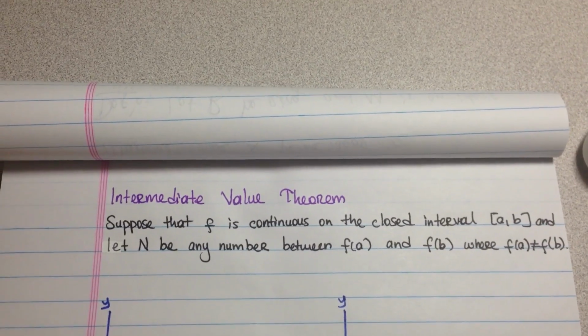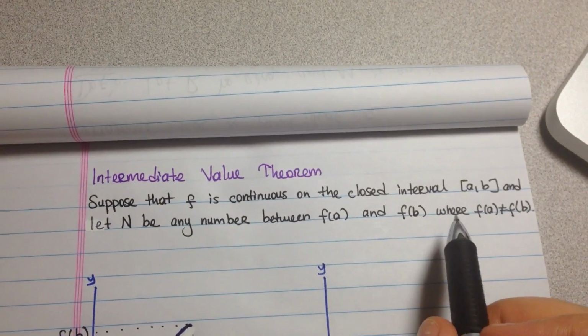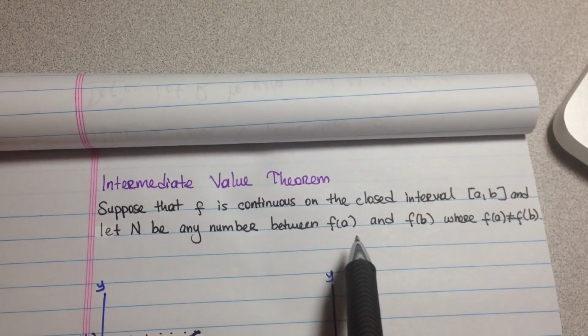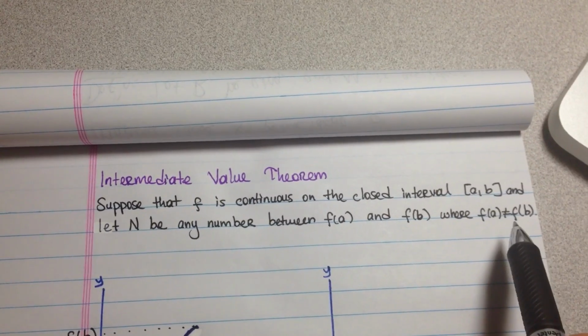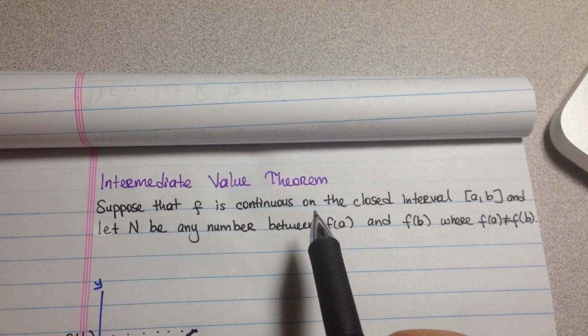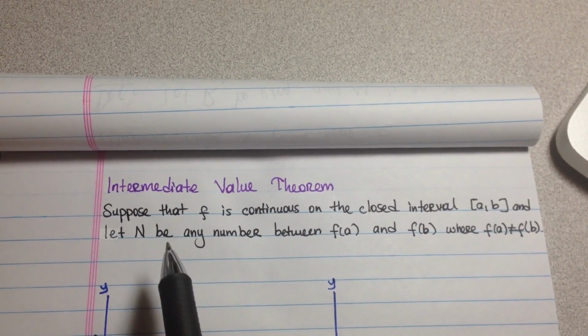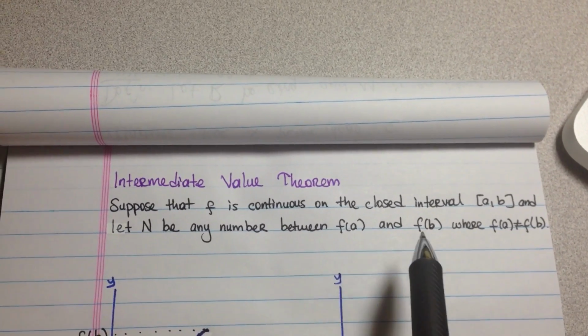In this video, I'm going to talk about the intermediate value theorem. Suppose that f is continuous on the closed interval [a, b], and let n be any number between f(a) and f(b), where f(a) is not equal to f(b). So what it means is that you have a nice function, with no holes, no jumps, no vertical asymptotes in this interval, and you take an output value n, any output between f(a) and f(b).